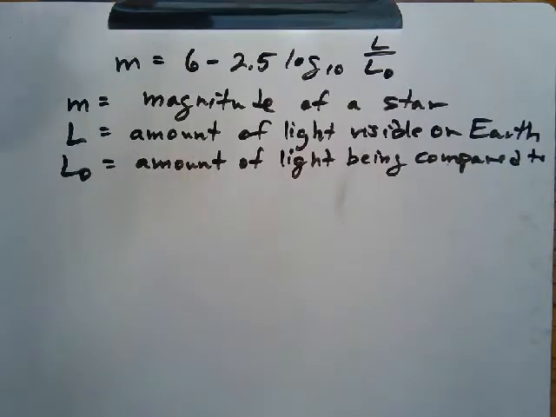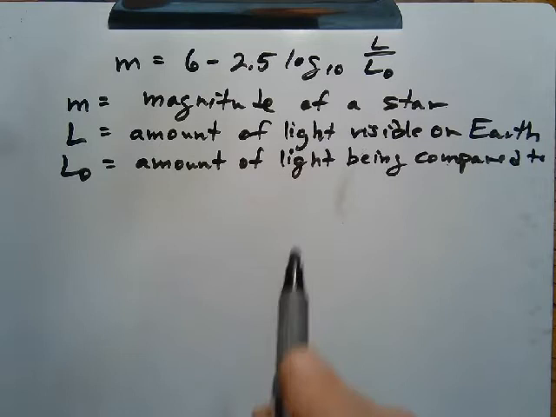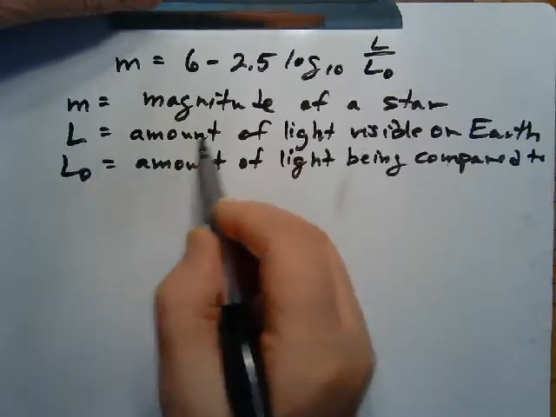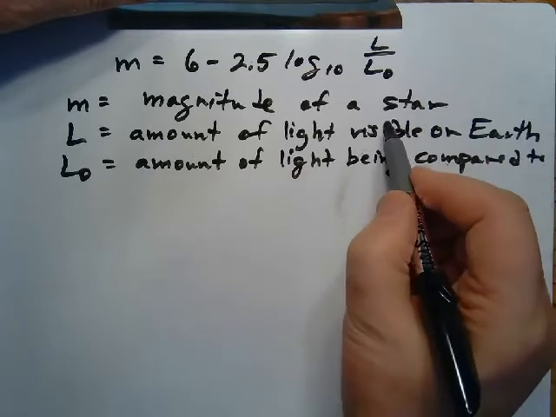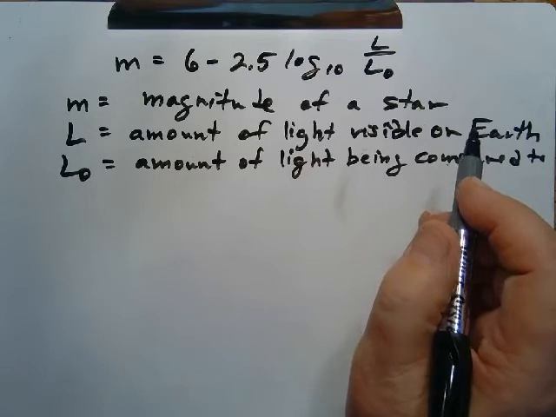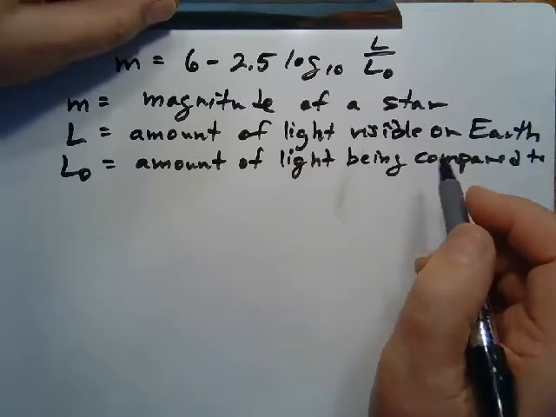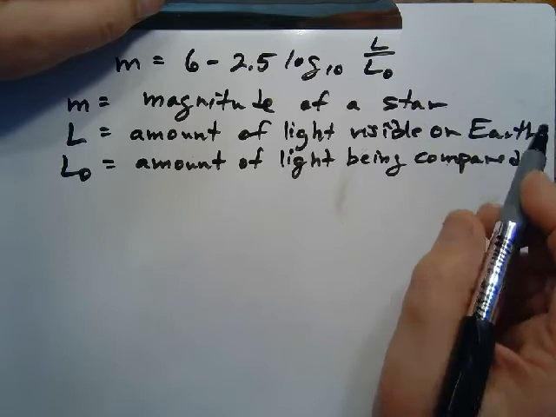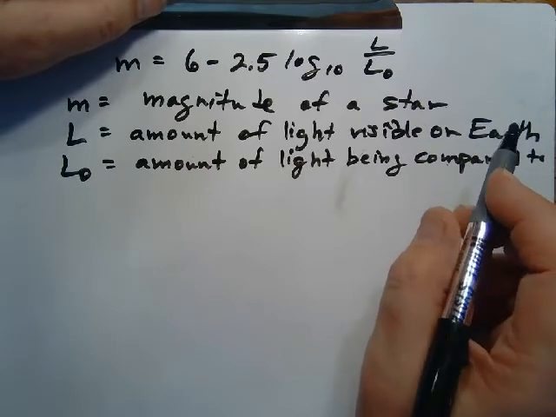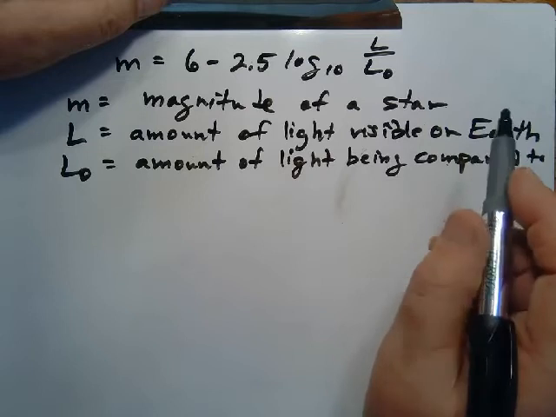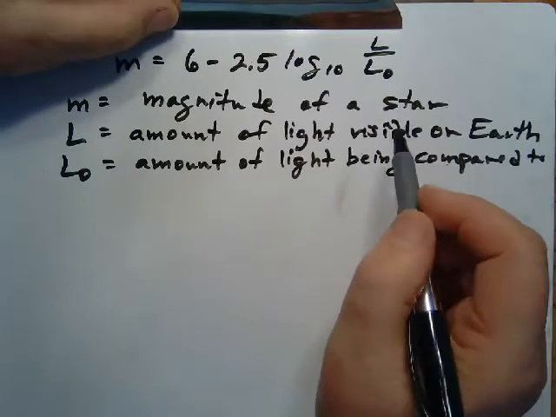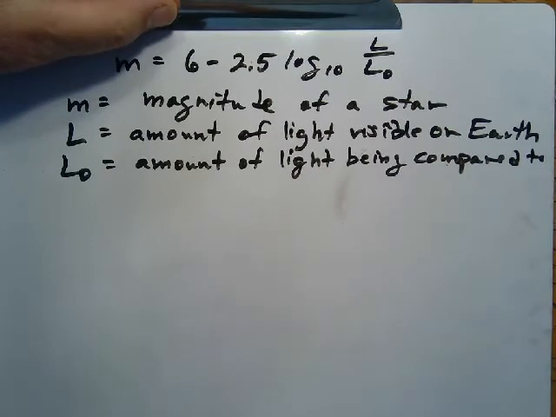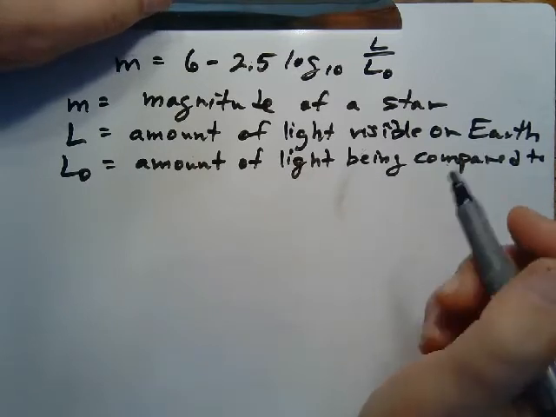Now, m is the magnitude of a star. Stars are given magnitudes up to 6, I believe it is. And L is the amount of light that's visible on Earth. Now, notice that we're not going to be talking about whether there's crud in the atmosphere that's causing the light to dim, or what, so to speak, the wattage is of that particular star. Is it putting out more light than any other star? We're simply going to be talking about how it's visible on Earth. It has nothing to do with how strong that star is, how fiery it is, or whatever.